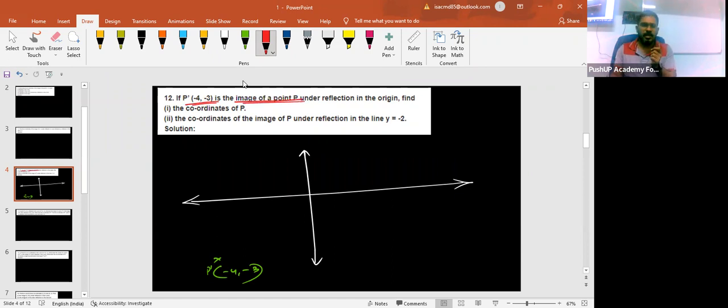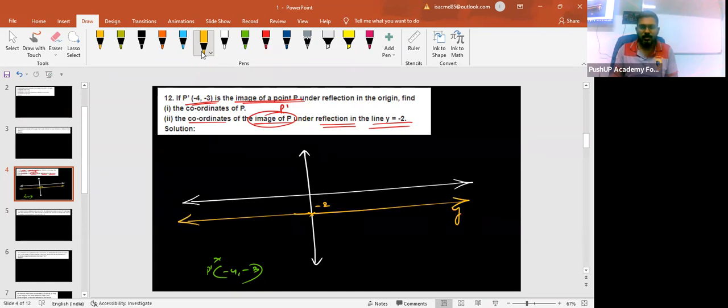So let me focus on the second part. They are asking you to find the coordinates of the image of P. What is the image of P? It is nothing but P dash only, right? So you have to find the coordinates of P dash under reflection in the line y is equal to minus 2. So children, imagine you have a line like this, which is y is equal to minus 2. Are you getting it? Coordinates of the image of P.